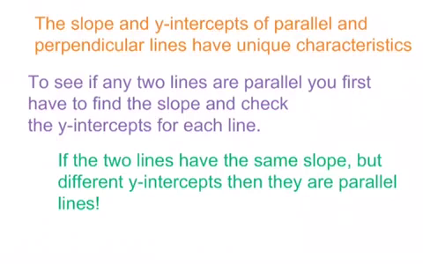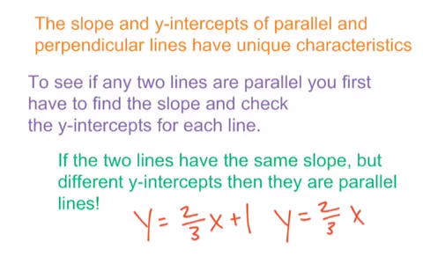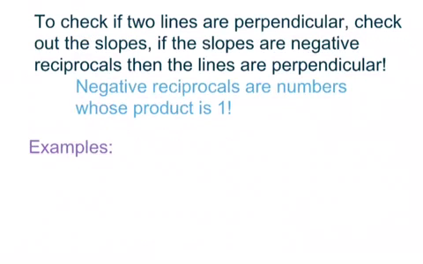So for instance, if you had y equals 2 over 3x plus 1, and y equals 2 over 3x plus 9. These two lines would be parallel lines because they have the same exact slope, they have a different y-intercept. Alright? To check if two lines are perpendicular, check out the slopes.